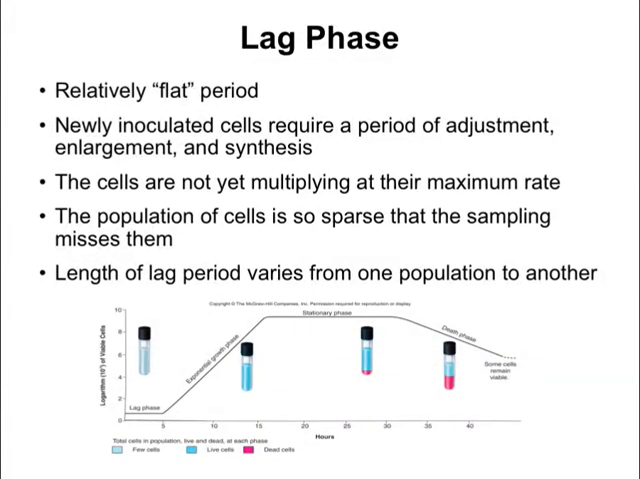Let's look closely at the lag phase. It's a relatively flat phase. It's newly inoculated cells that have been deposited into our tube. So these cells are going to require a period of adjustment. They need to grow a little or enlarge and then synthesize their proteins and such. So they're growing in size. They're not yet ready to multiply at their maximum rate. The population of cells could also be so sparse that the sampling actually misses them. The length of the lag period really varies from one population to the next.